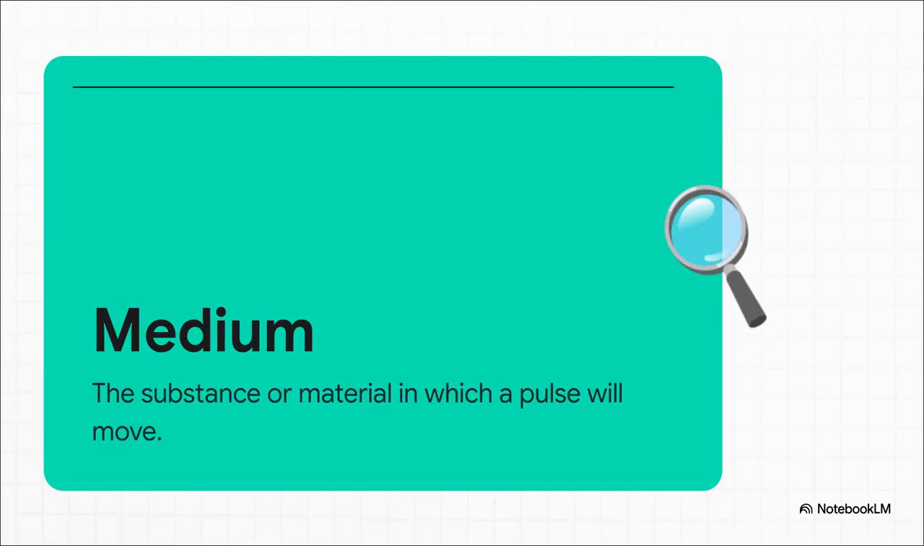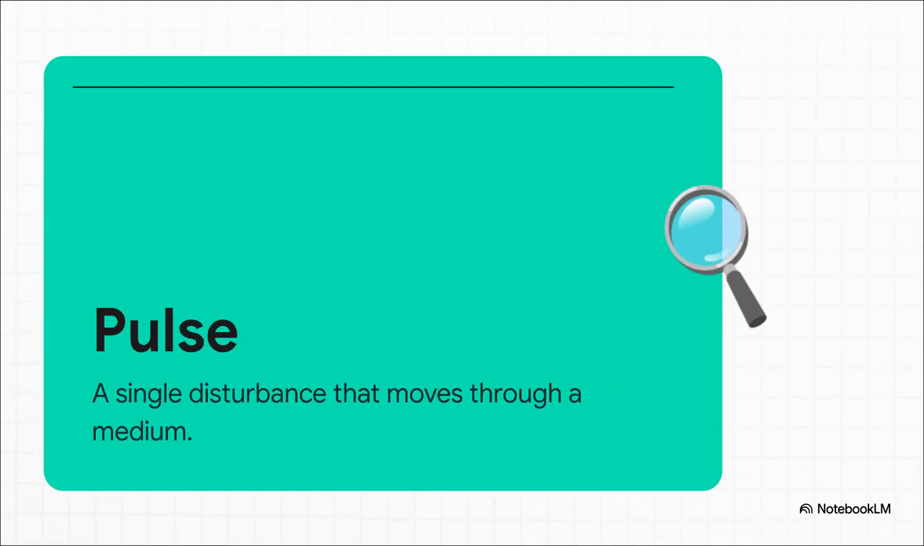Okay, before you can even have a pulse, you need something for it to travel through. Physicists have a word for this, the medium. You know, it could be the water in the pond, a rope, a slinky. Basically, it's the stuff that carries the energy. And that brings us to the pulse itself. Now, this isn't some continuous repeating wave. Nope, a pulse is a single, one-time disturbance. Just one little event making its way through the medium.